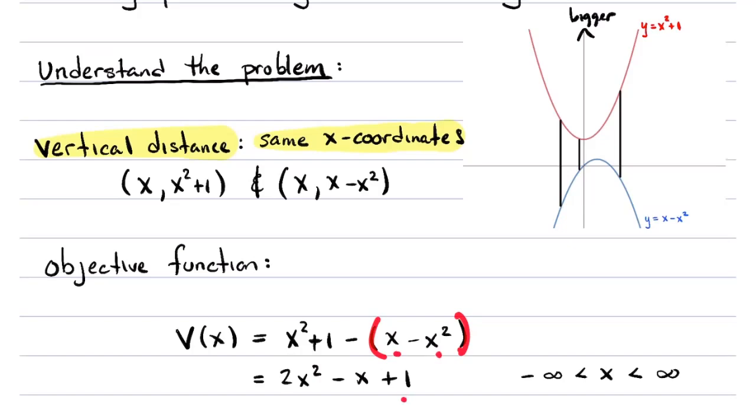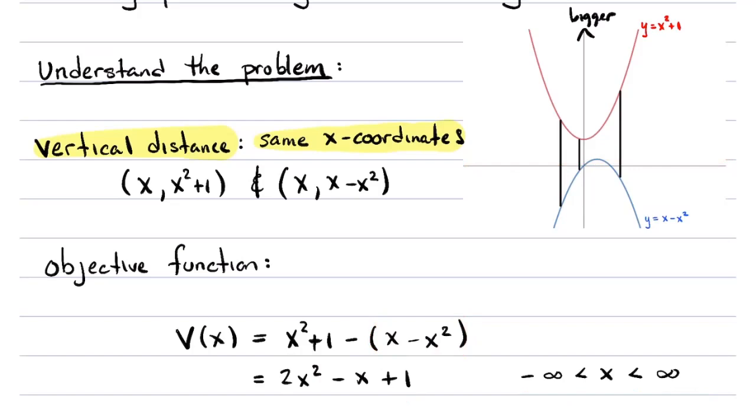All right, you can check my algebra that v simplifies into that quadratic polynomial, and it's important to understand in these optimization problems what the domain is. This value of x could be any number on the x-axis, okay? So our domain is minus infinity to infinity.